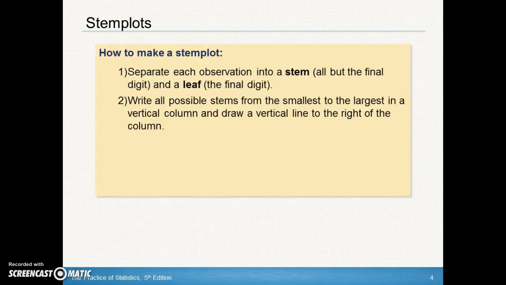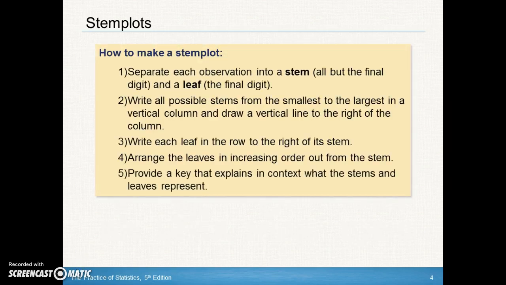So here we have the steps for making a stem plot summarized. Go ahead and add those to your notes. This will be a really important reference for you later on. Hit pause in the video and capture those now.